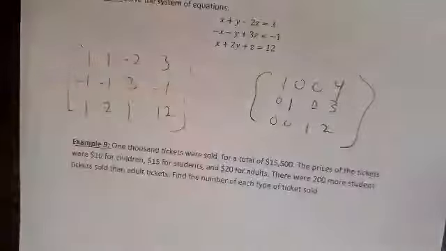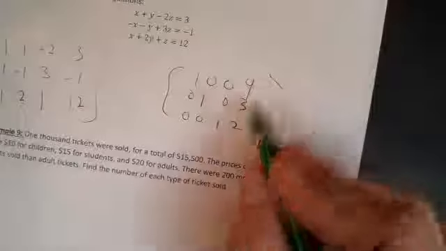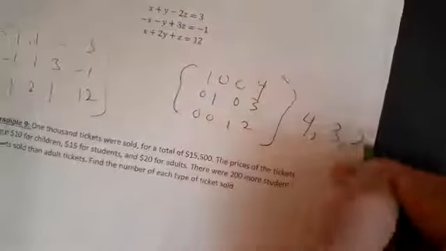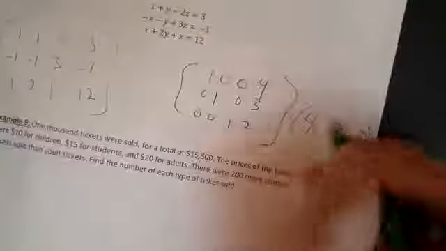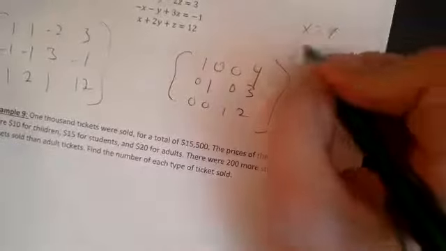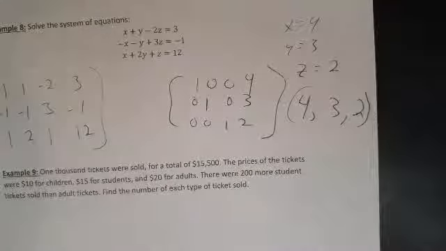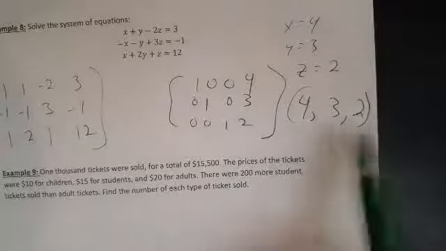At this point, if you can read the solution from this, that's fine. You can just go straight to the 432 if you want. If you want to tell me x equals 4, y equals 3, z equals 2, fair enough. That also gets it. It should really be in an ordered triple.